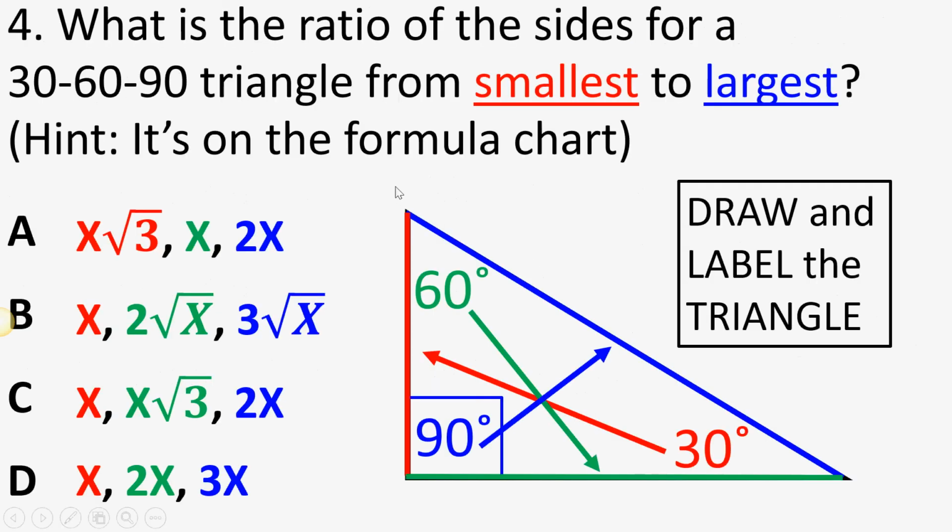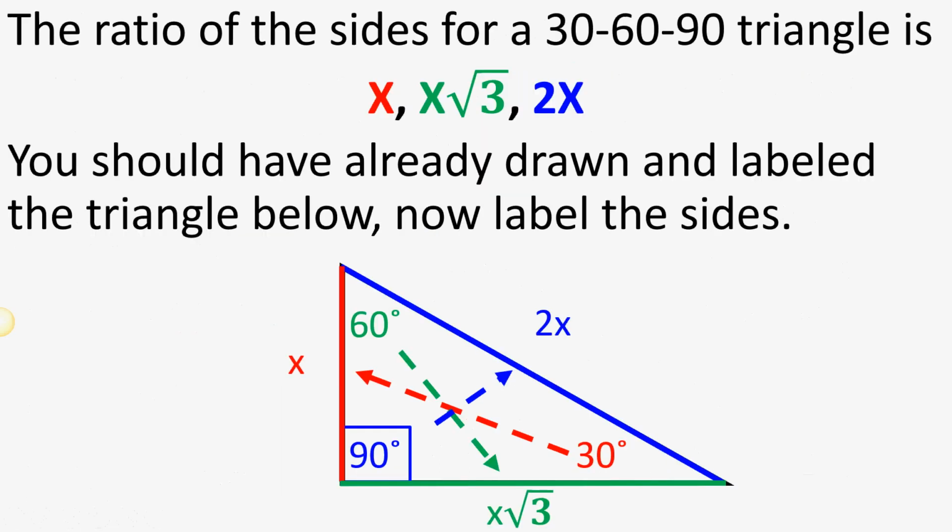So there is a ratio of sides on your formula chart from smallest to largest for a 30, 60, 90 triangle. What is that ratio? It is x, x radical 3, and 2x. Be careful. A lot of people want to think 1, 2, 3. No. That radical 3 is on the long leg, and just remember, 2's are always on the hypotenuse. This is going to come in later.